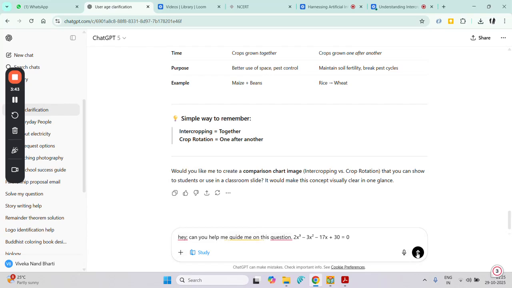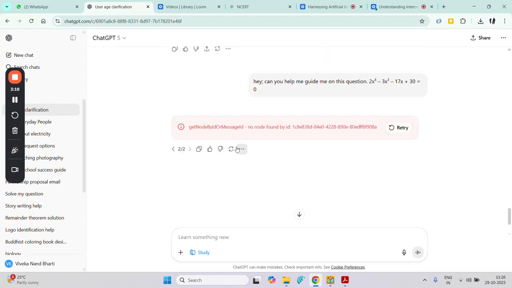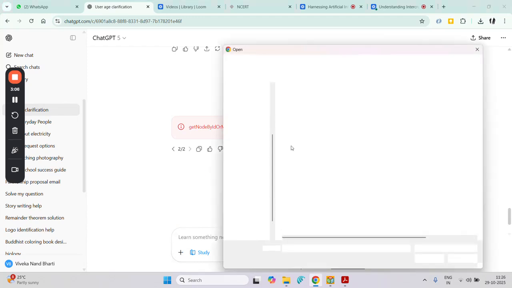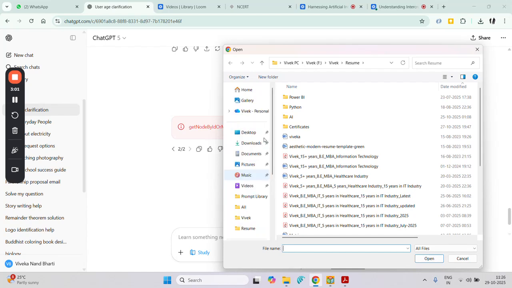So let's see how ChatGPT is helping us solve this problem. What's that? Okay, retry. Maybe some issue with that. No problem. As a student, you have to understand how to troubleshoot such a technical issue, as you are also troubleshooting your questions. So, okay, no worries. I have one file, which is a maths book. I will just upload this maths book.